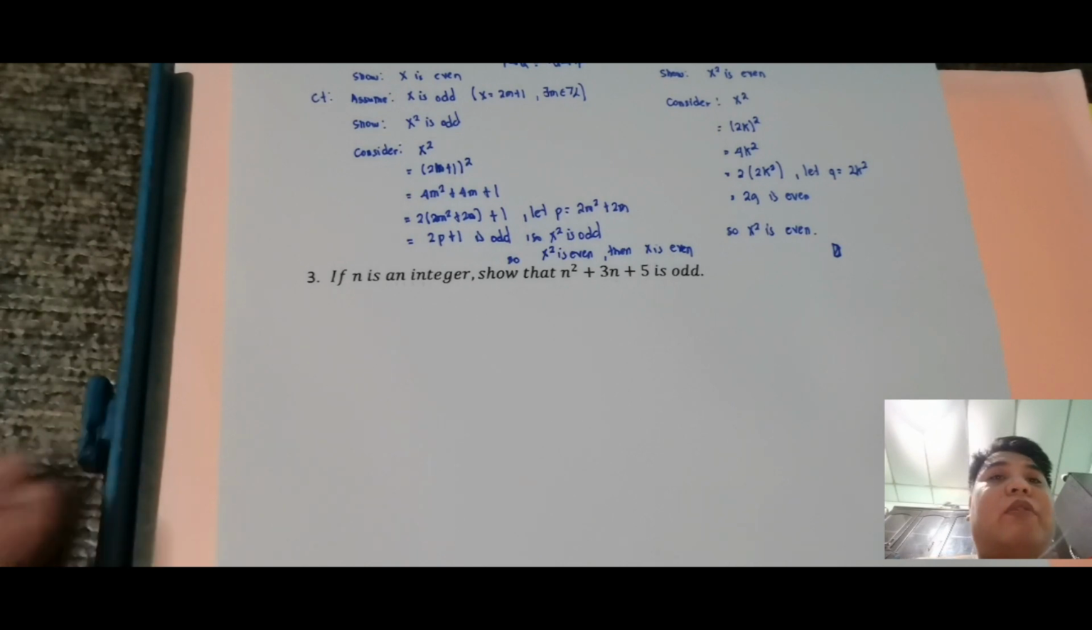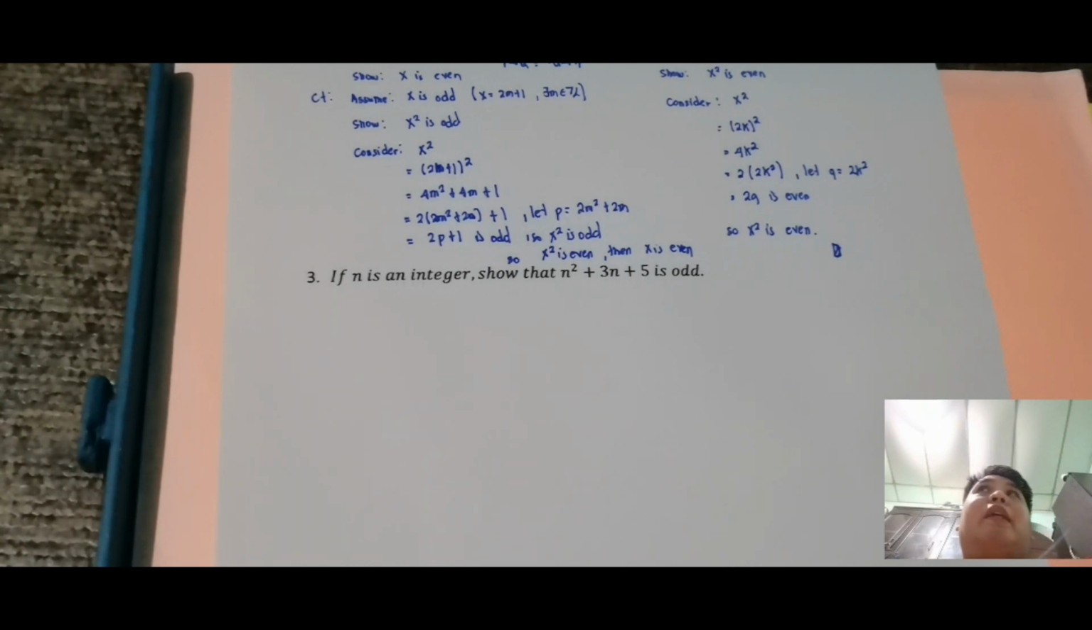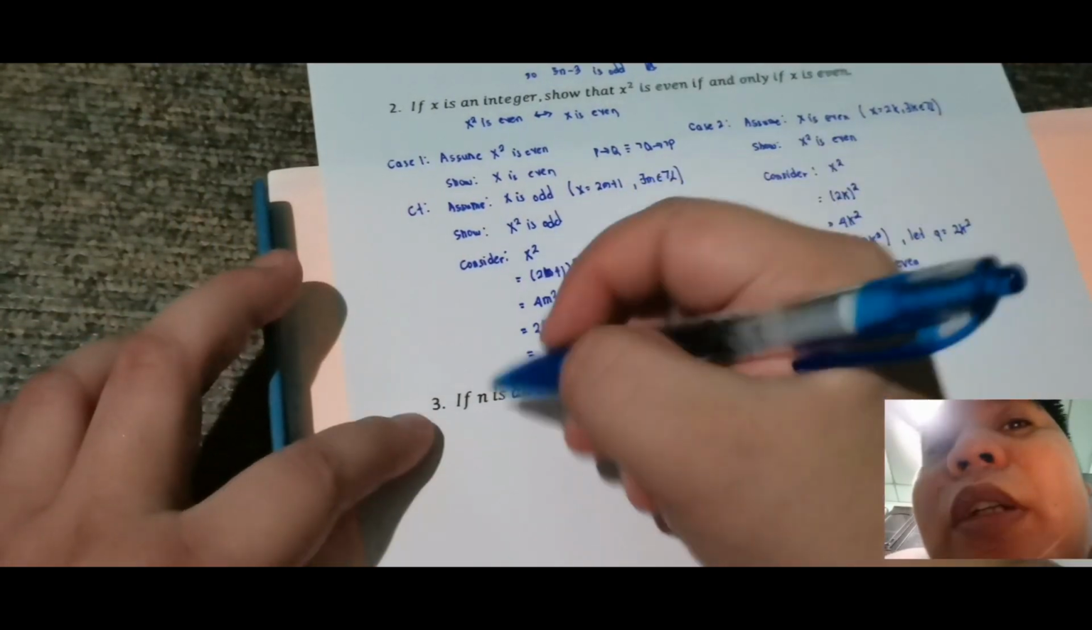Okay, so for number 3, what does it say? If n is an integer. So again, it's not specific, so we don't know if it's odd or even. Probably, or to be honest, we do case 1, case 2. Case 1, it's odd, case 2, even. Or case 1, even, case 2, odd. It's up to your discretion. Now, show that n squared plus 3n plus 5 is odd. Okay, so this is the proof.